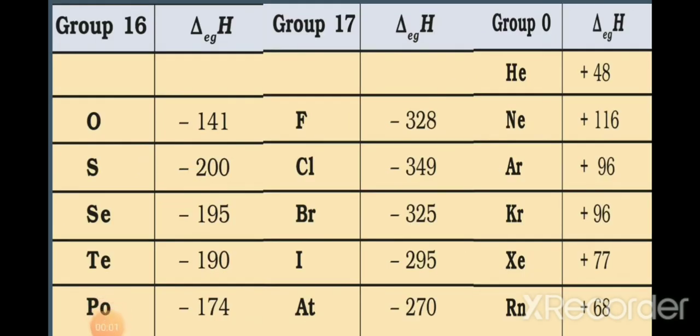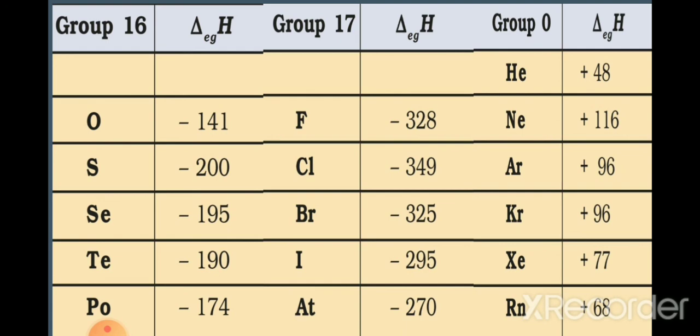Consider the electron gain enthalpies of group 16 and group 17 elements. The sign of electron gain enthalpy is negative in both the cases, which shows that the process of addition of electron is exothermic. That is, when an electron is added to the atoms of group 16 and group 17 elements, energy will be released. Now consider group 0 or group 18 elements.